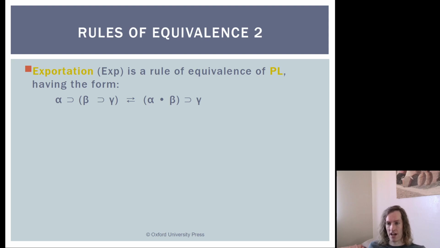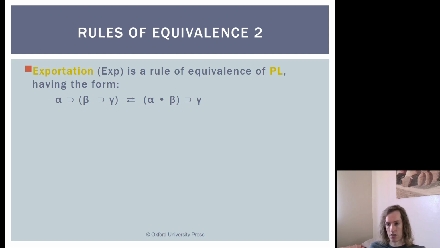Next, we have exportation. So exportation is a rule of this form. If we have a series of conditionals like this, if alpha, then if beta, then gamma, then we can express this as if alpha and beta, then gamma. So we know that if alpha is true, then it's true that if there's beta, then there's gamma.